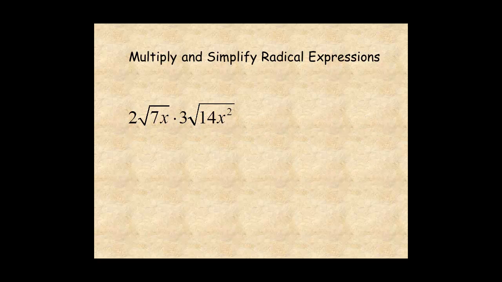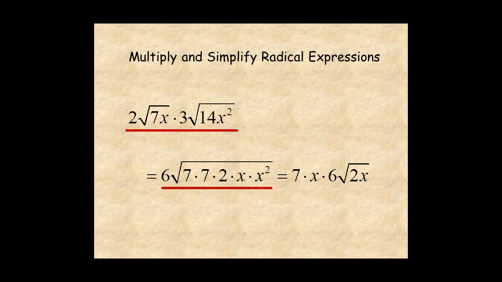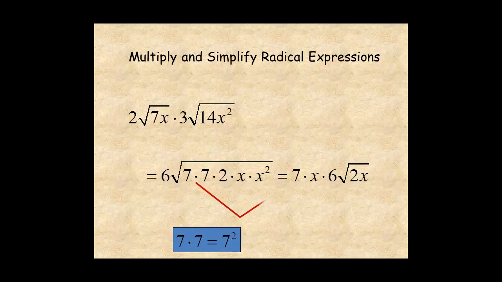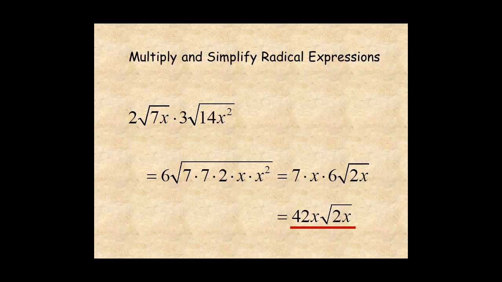For this example, combine the product of the two radicals. Multiply the coefficients. 2 times 3 equals 6. And factor 14 into 7 times 2. Then 2 factors of 7 is 7 squared, so factor out 7. Factor out x squared as x, and 2x is left under the radical. Then combine 7 times x times 6 for the final answer, 42x radical 2x.